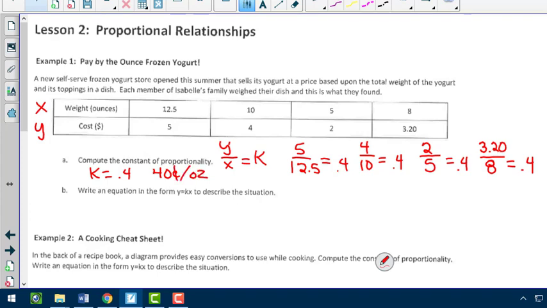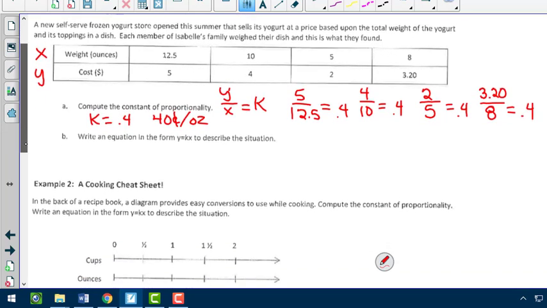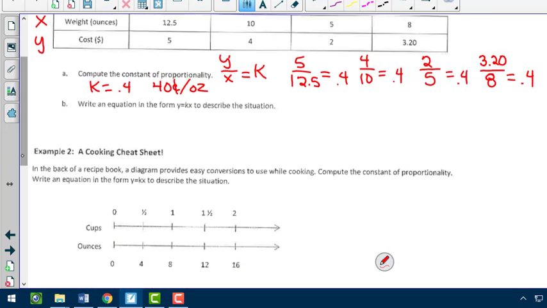Write an equation in the form of y equals kx to describe this situation. Okay, well, my y, my cost, depends on 40 cents, 4/10, right, times every ounce that I buy. So y equals kx. That's the equation, right? I put my rate, my constant of proportionality, in for my k.